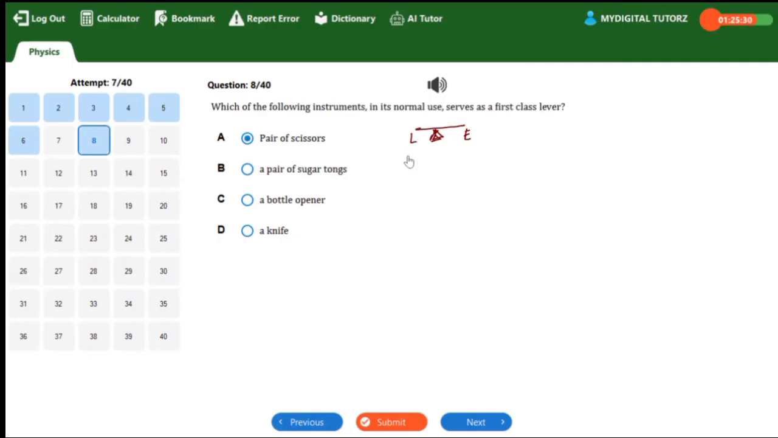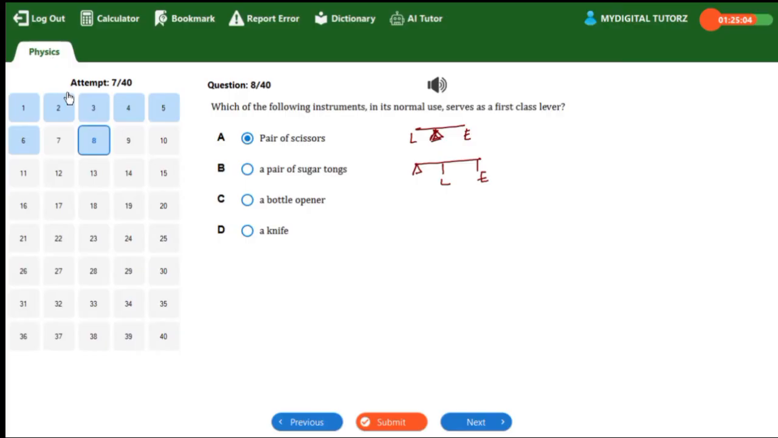In the second order lever, we have the load between the fulcrum and the effort, like a wheelbarrow. While in the third order lever, the effort is between the fulcrum and the load. Is that understood? So that is about that. Our correct answer here is a pair of scissors.